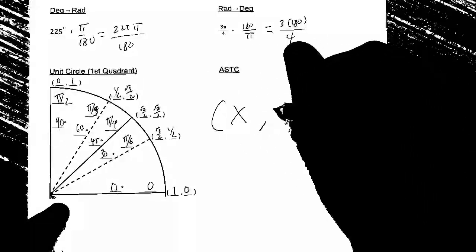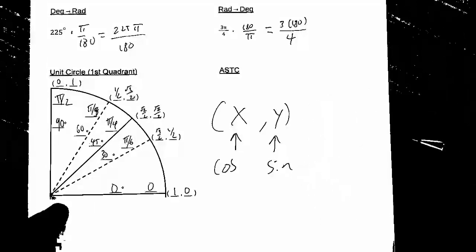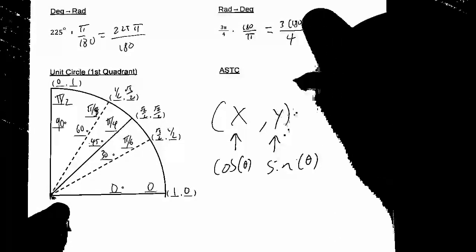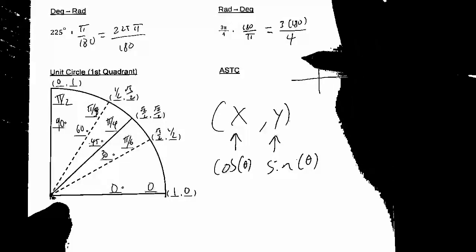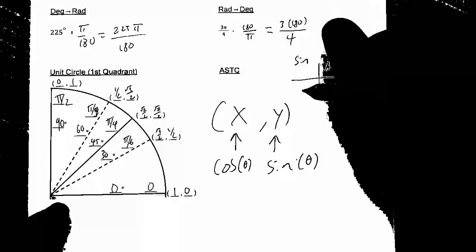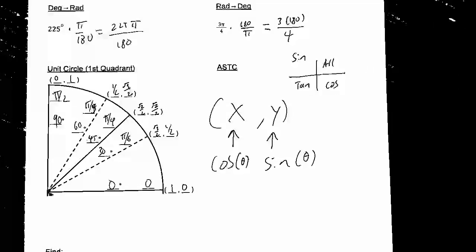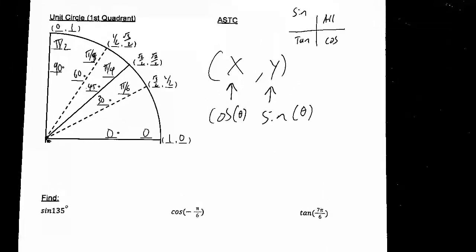Good. And remember that the x value is the what and the y is the what? The x is the cosine and the y is the sine of theta, right? All Students Take Calculus, ASTC. This just means that all the trig functions are positive here, the sine is positive here, the tan is positive here, and the cosine is positive here. Tan is sine over cosine.